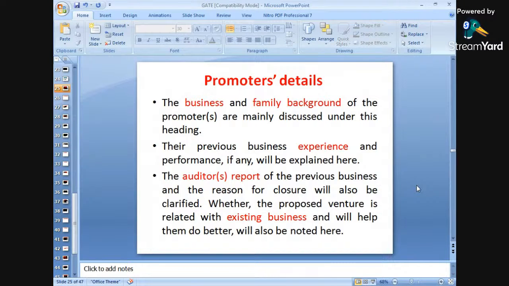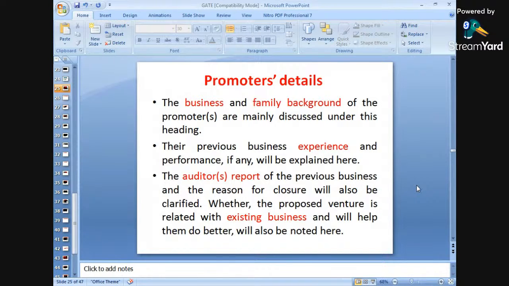The auditor report of the previous business and the reason for the closure will also be clarified. If a particular type of project has been closed, or it has not been completed in the stipulated time, or some part has been remaining and was not executed, what was the reason? So these clarifications will also be considered. What was the reason for closing? And what was the reason for not carrying out the particular type of work? Okay. So these reasons will also be considered. Reason for closure will also be considered.